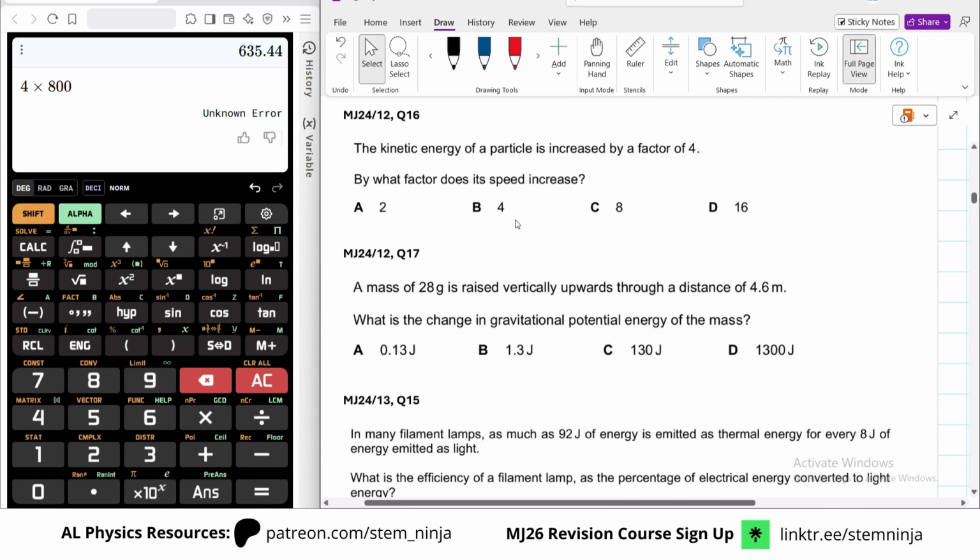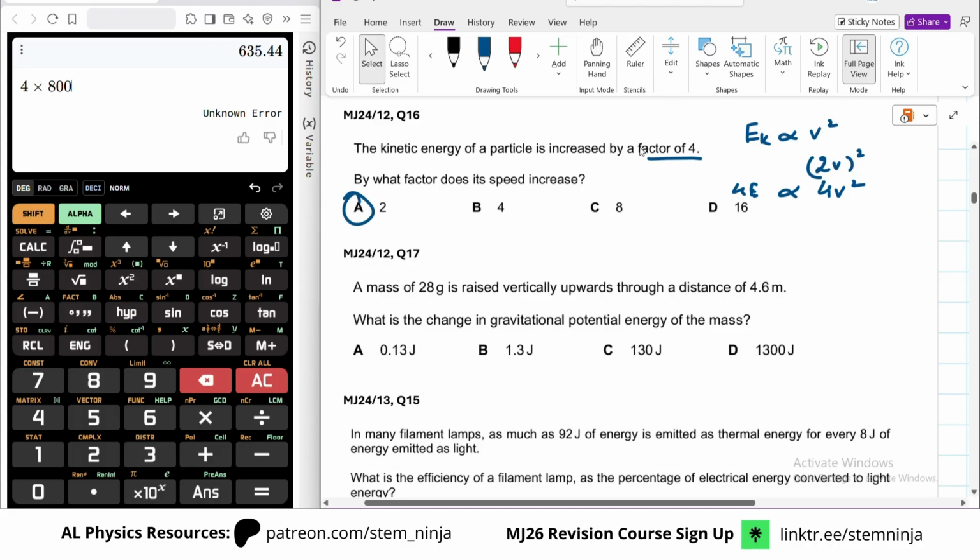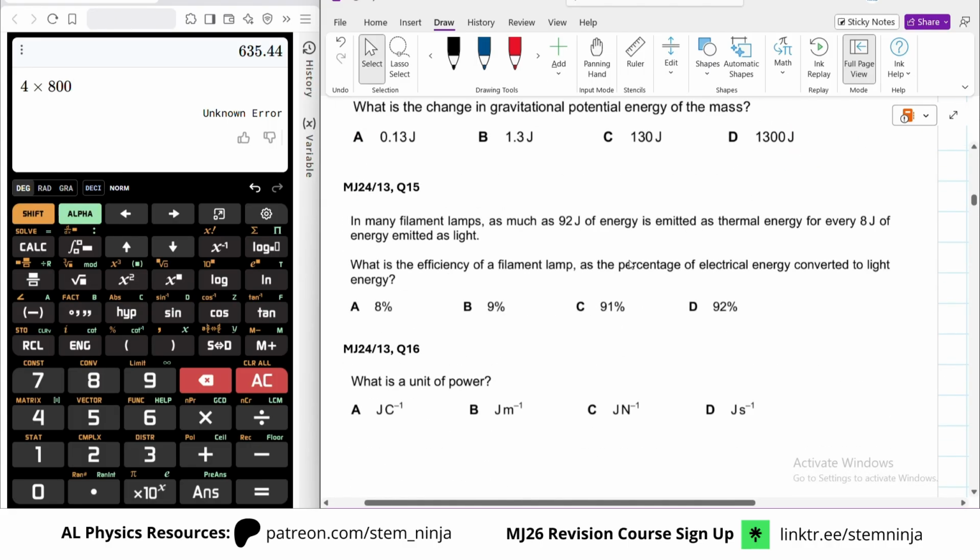Okay. The kinetic energy of the particle is increased by a factor of 4. By what factor does the speed increase? We already know this answer, that kinetic energy is proportional to v squared. So if the speed is increased by a factor of 2, that means 4v squared. The EK increases by 4. So just 2. This is easy.